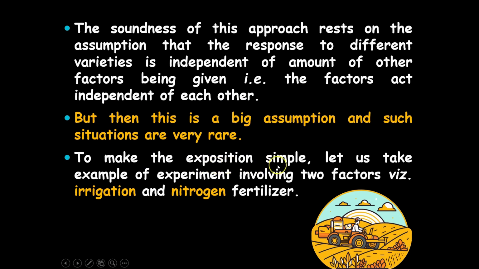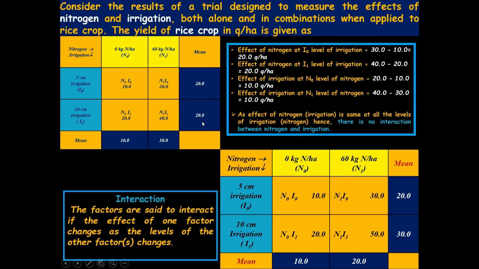To make the exposition simple, let us take an example of an experiment involving two factors. One is irrigation and another one is different doses of nitrogen fertilizer. Consider the results of a trial designed to measure the effects of nitrogen with two levels and irrigation again with two levels, both alone and in combination, when applied to the rice crop. The yield of rice crop in quintals per hectare is given below.